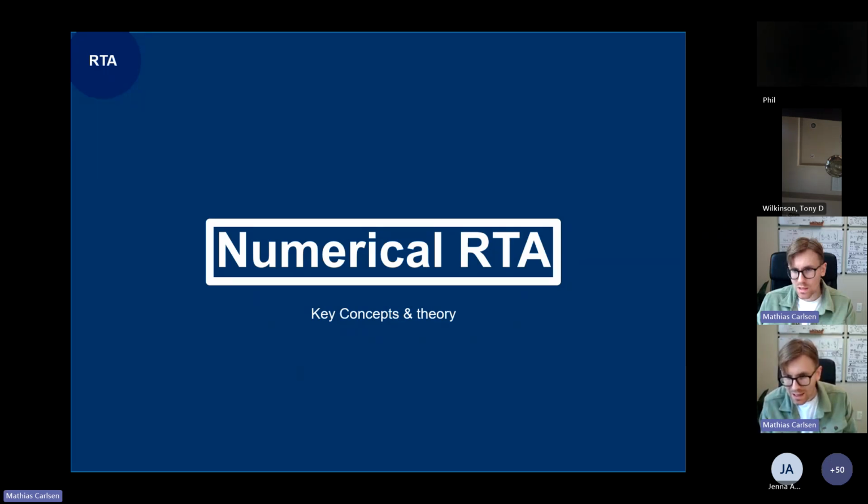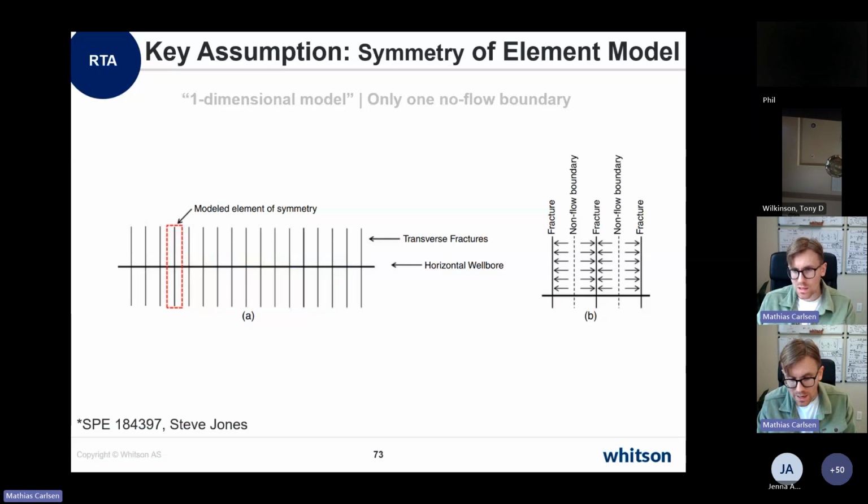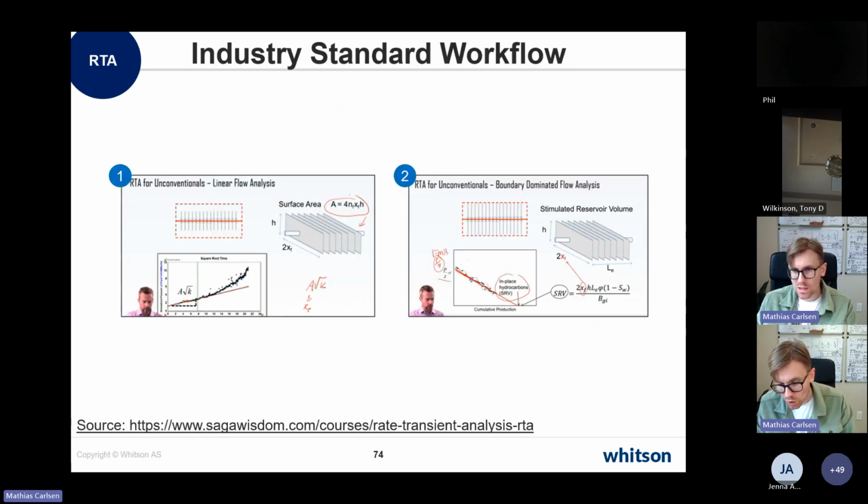So just like with analytical RTA, we assume the same type of geometry. It's a one-dimensional model, and there's no flow beyond the frac tip. It was introduced by Braden in this paper in 2020 to solve some issues with classical RTA. Classical RTA had been the industry standard workflow for 20-plus years, and the issues we're trying to solve are what I'm going to try to explain here.